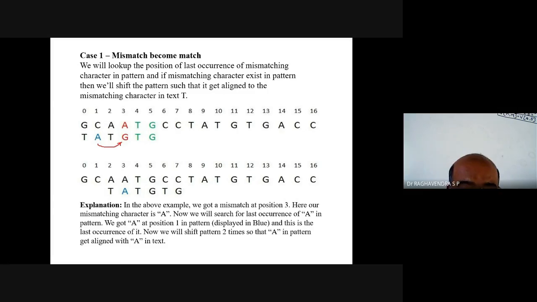Okay, so that is the explanation that has been given here. In the above example, we got a mismatch at position 3. Here, our mismatching character is A, and this A has to be searched for in the pattern. We got A at position 1 in the pattern. And this is the last occurrence of it, because after A we have T here. So now we will shift the pattern 2 times, so that A in the pattern gets aligned with A. So we have to shift 1, 2 positions. So now A will be aligned with A. Now once again we have to compare the other characters. If there is a mismatch, the above process is repeated. So this is called mismatch becomes match.